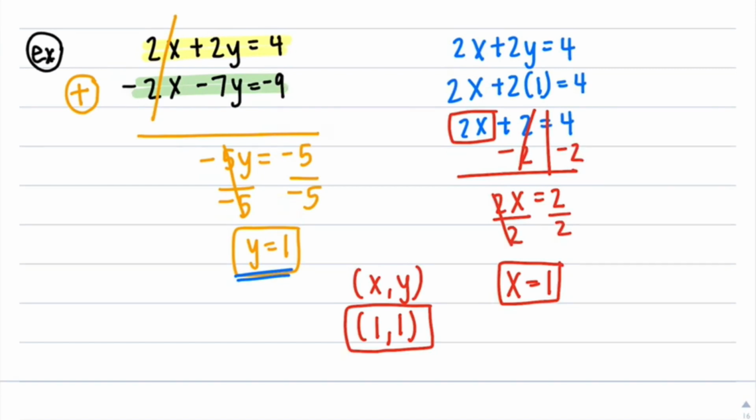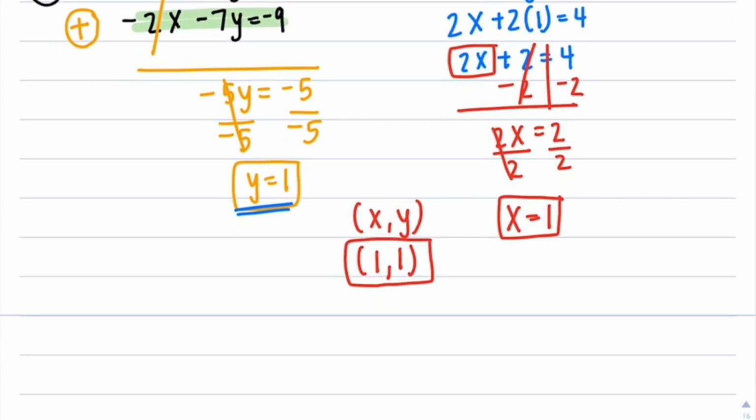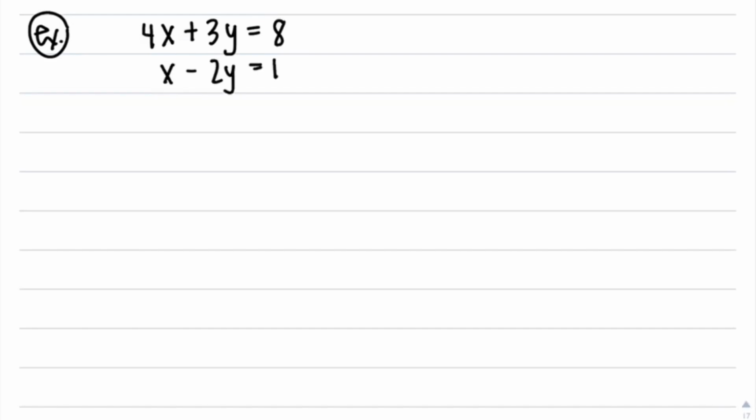I'm going to give you guys some examples, though, of problems that don't cancel out right away and that you're going to have to manipulate a little bit to do so. So let's go ahead and we'll look at another example. All right, let's say that this time we're working with the system. Let's do 4x plus 3y is equal to 8. And then let's do x minus 2y is equal to 13.